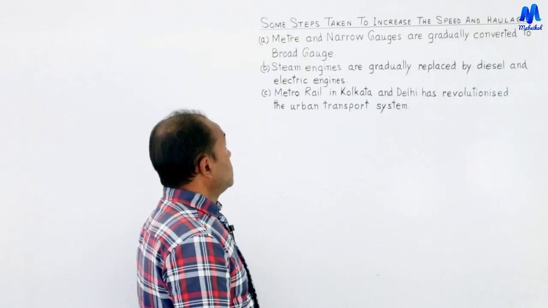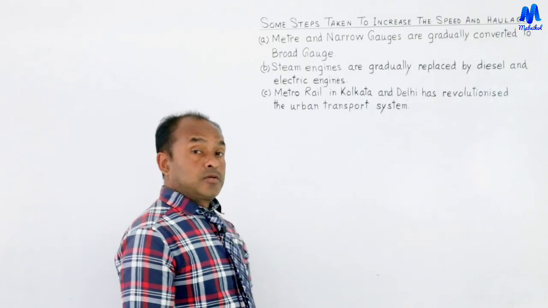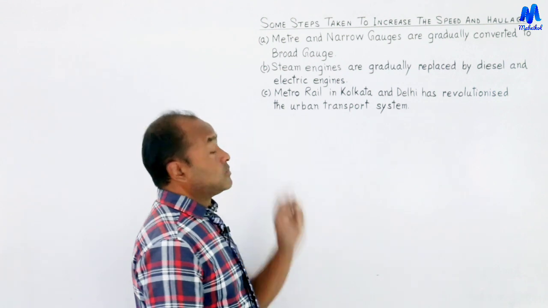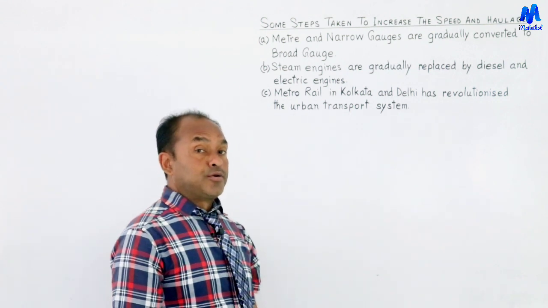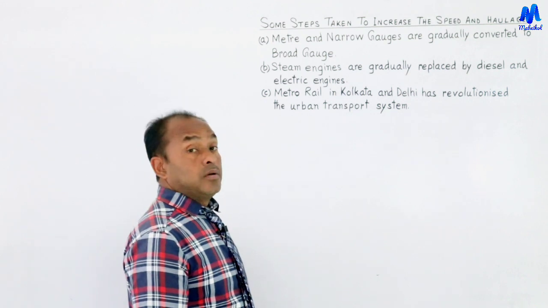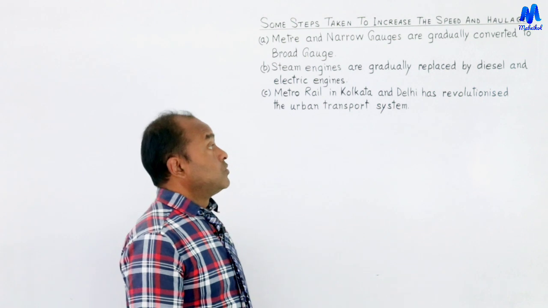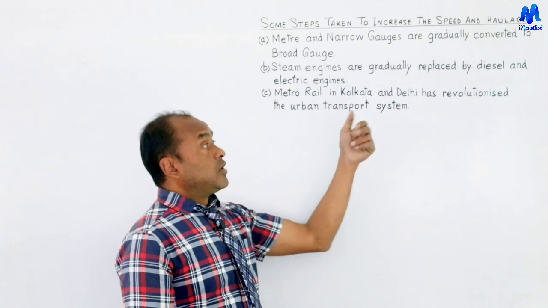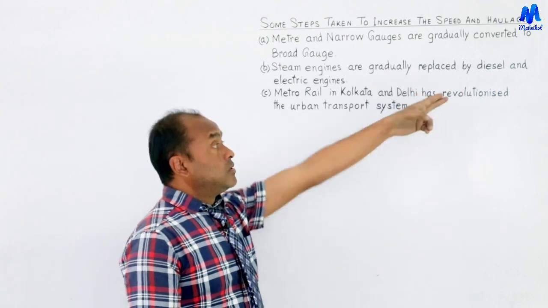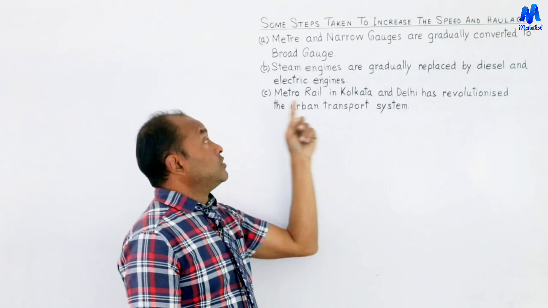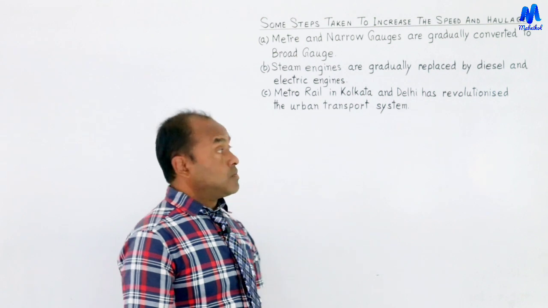In number B, we are going to discuss the types of engines. Steam engines: in the earlier period, we were using steam engines, but nowadays we are gradually replacing the steam engines with diesel engines and electric engines.